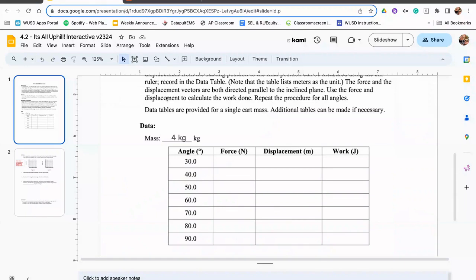So let's go back over here. Let's make a new table. Okay, and let's go ahead and put that in. So we got 19.6 is our value in newtons. And then we need to go and measure the displacement.